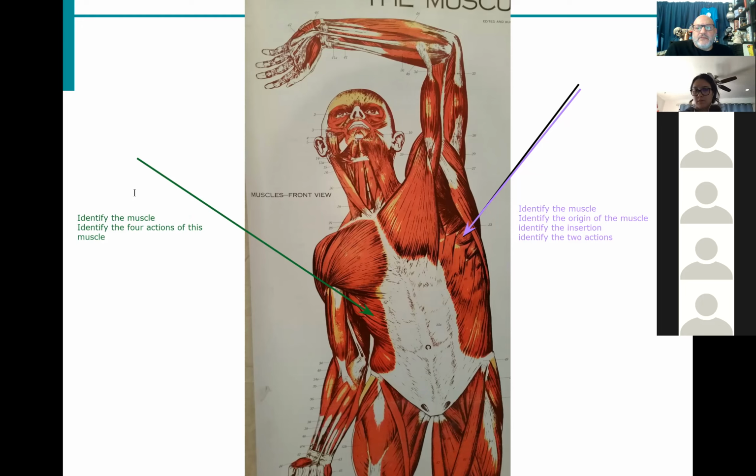All right, so here's a great example. With this green arrow, you can't tell for 100% certain whether I'm pointing at the serratus anterior or the external oblique. If I'm asking for four actions, which one does it have to be? The oblique. It has to be the oblique because the serratus anterior doesn't have four actions. Okay. Thank you.